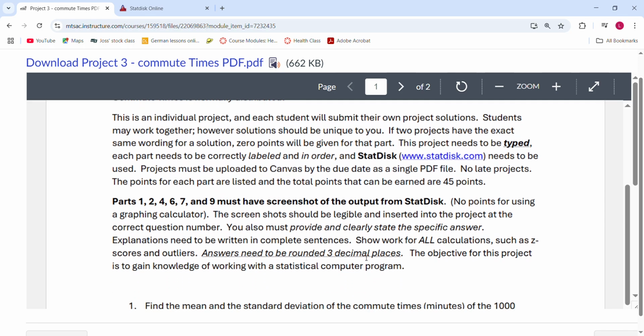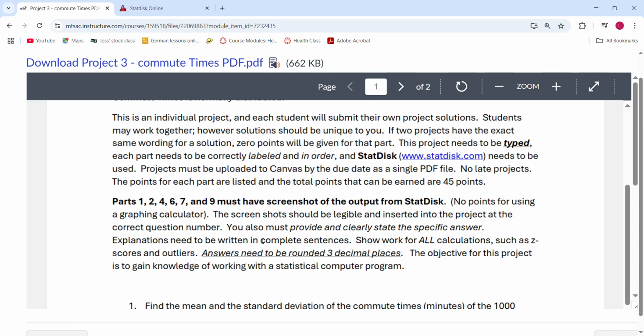So this is an individual project and each student will submit their own projects and solutions. You may work together, however, solutions should be unique to you. If two projects have the exact same wording for a solution, 0 points will be given for that part. And the project needs to be typed, and each part needs to be correctly labeled and completed in order. And StatDisk, again, will be used. Projects must be uploaded to Canvas by the due date as a single PDF file. No late projects. The points for each part are listed, and the total points that can be earned are 45.